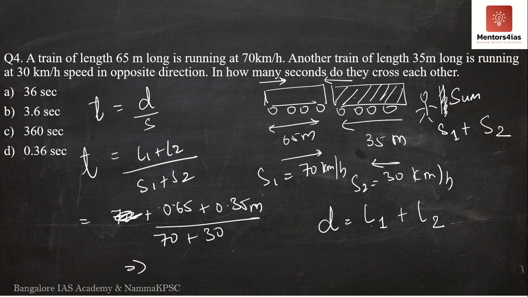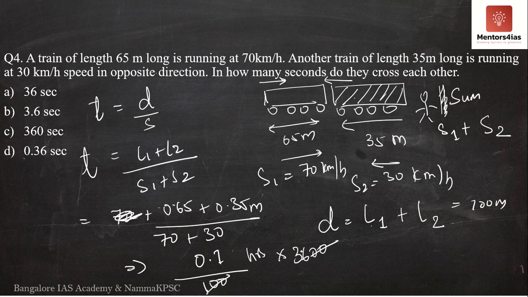What do we get? 65 meters plus 35 meters is 100 meters, or 0.1 kilometers, divided by 70 plus 30, which is 100 kilometers per hour. So 0.1 by 100 hours is our answer. Again, all the options are in terms of seconds. If we have to convert 0.1 by 100 hours into seconds, what will we do? We will multiply by 3600.